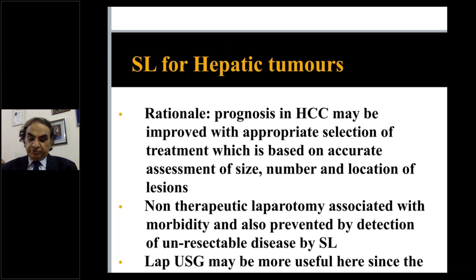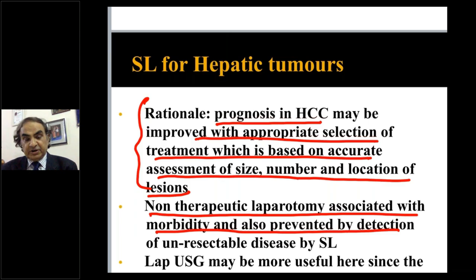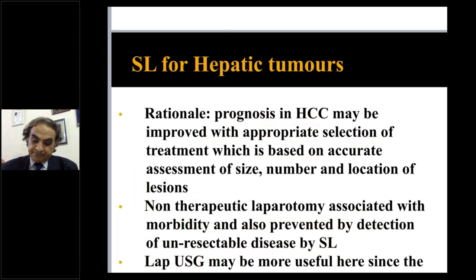What is the rationale for hepatic tumors? The prognosis in hepatic tumors, especially primary ones like HCC, may be improved with appropriate selection of treatment, which is based on accurate assessment of size, number, and location. Important, it'll help you plan your surgery. Non-therapeutic laparotomy is associated with morbidity and can be prevented by detection of unresectable disease. So before proceeding to laparotomy, do a diagnostic laparoscopy, which you do in all of them. That's what I'm suggesting. And then you can add a laparoscopic ultrasound to find deeper tumors, which can guide you about the feasibility of your surgery.